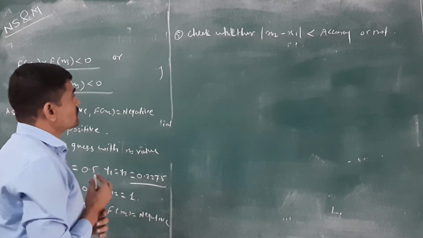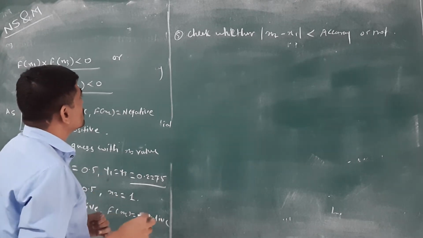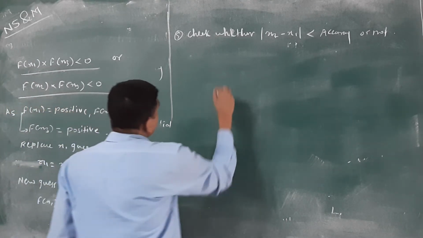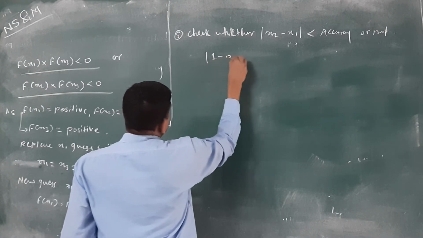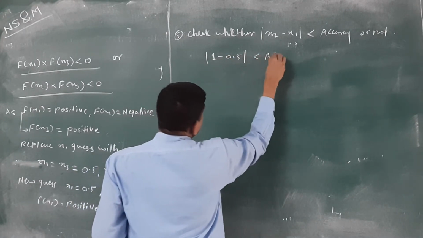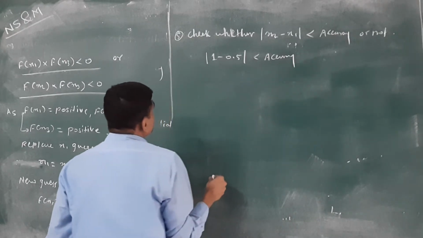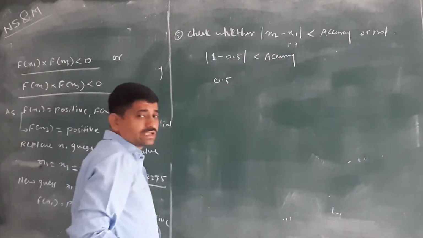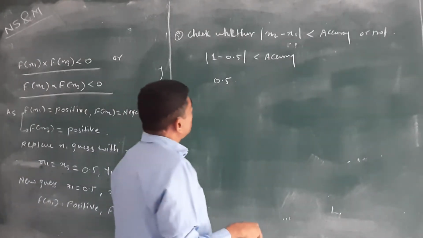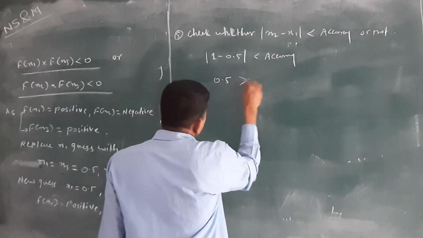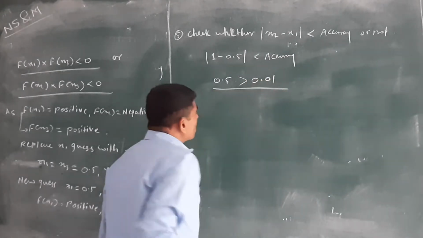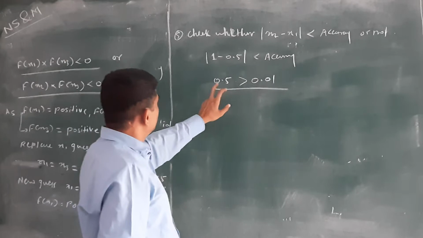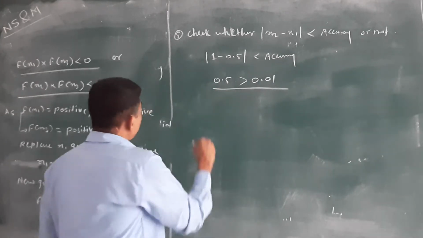Check whether x2 minus x1 is less than accuracy or not. What is the value of x2 minus x1? We have x2 as 1 minus 0.5, mod of that, and you will get 0.5. The accuracy given is 0.01, so this is greater than that. Once this condition is not satisfied, then you have to repeat.